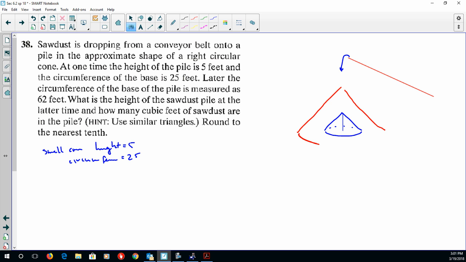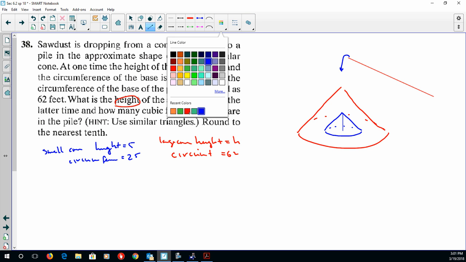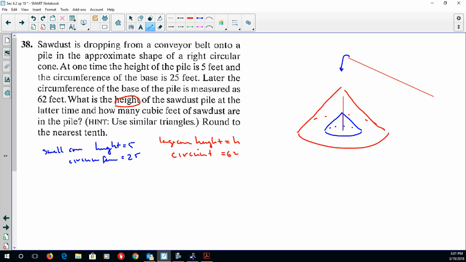And the large cone is, well, I don't know what the height is. H, let's call it H. And the large cone circumference is 62. Okay. So the large cone is something like this. This is H.